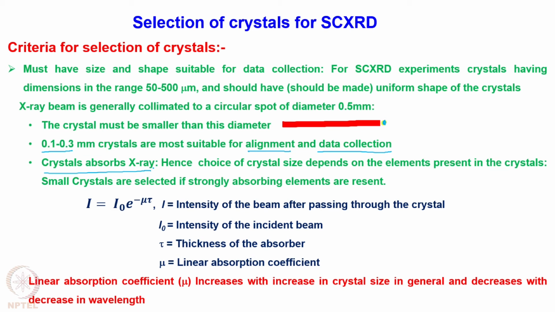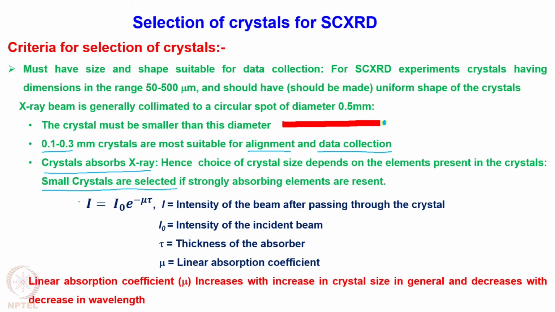When we use any crystal with a certain number of different elements present in it, every element has a particular amount of absorption of X-rays, and the amount of absorption depends on the size of the crystal as well. And that is why we generally use small crystals to avoid any significant absorption.